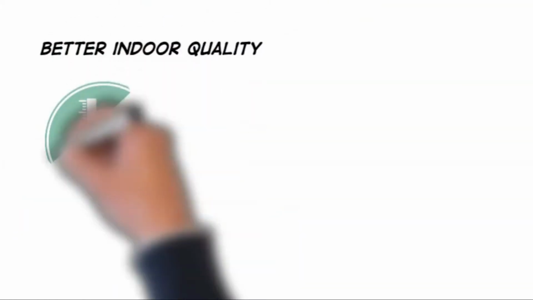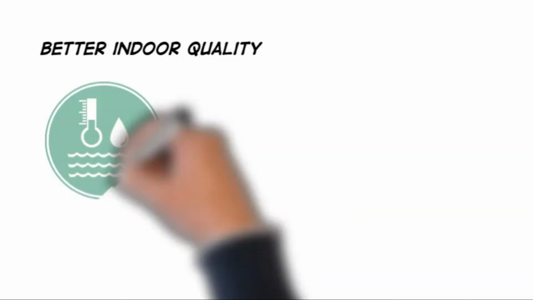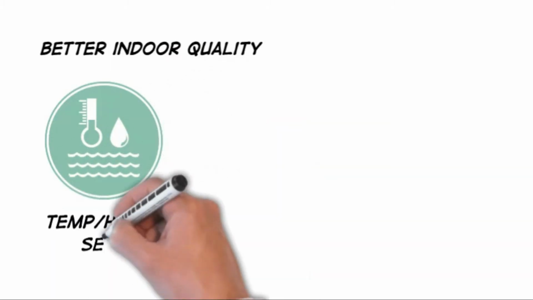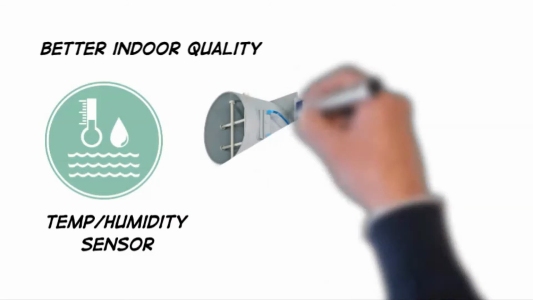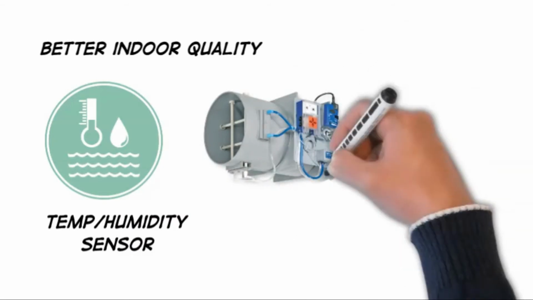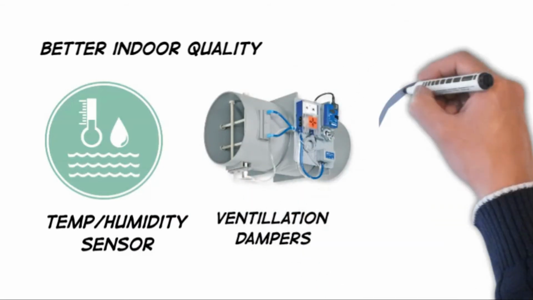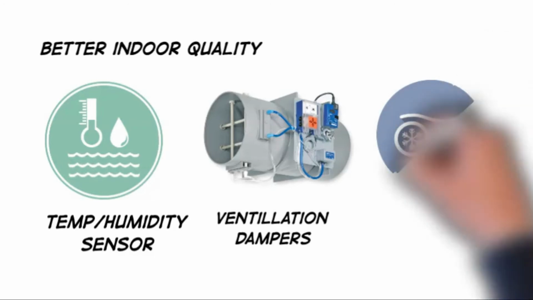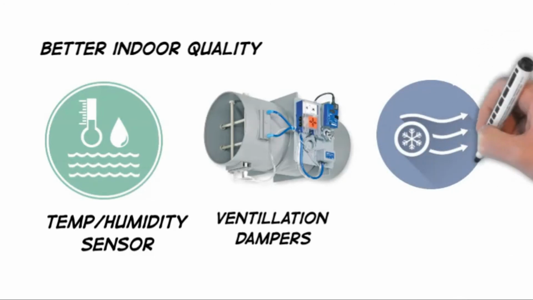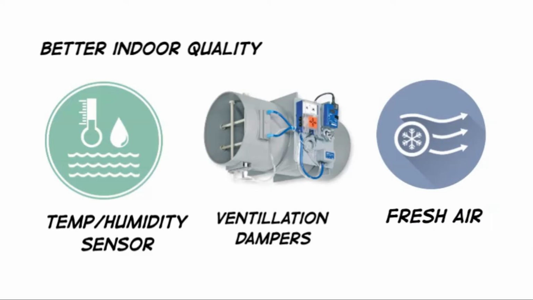Temperature and humidity sensors monitor thermal comfort. Controllers monitor and control natural ventilation dampers. Controllers, based on sensor input, provide optimal zone ventilating, heating and air conditioning.